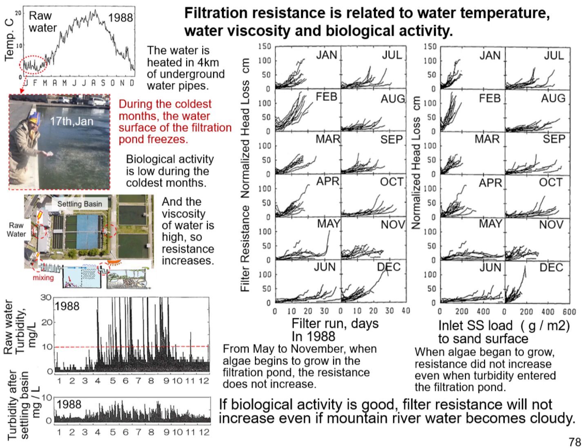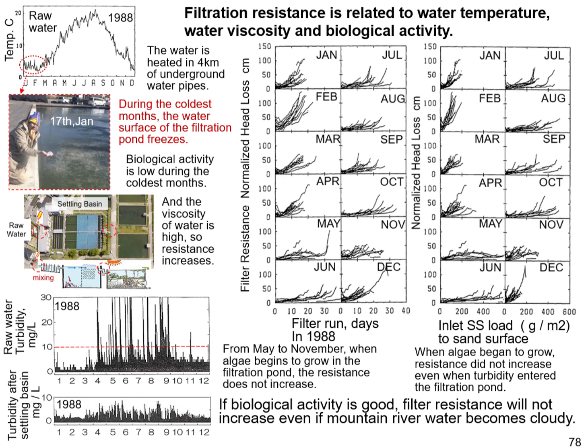Filtration resistance is related to water temperature, water viscosity and biological activity. During the coldest months, the water surface of the filtration pond freezes. Biological activity is low during the coldest months, and the viscosity of water is high, so resistance increases.